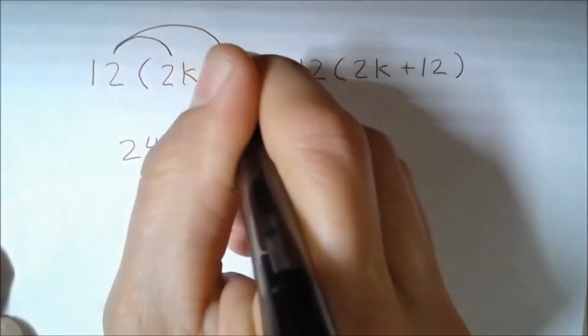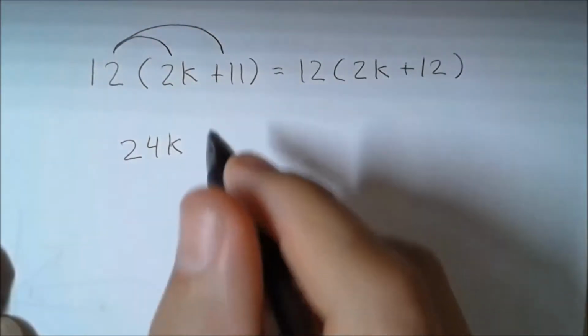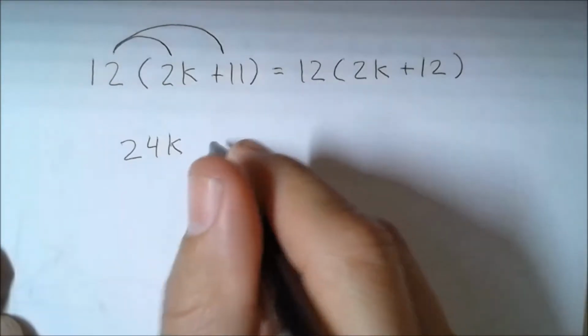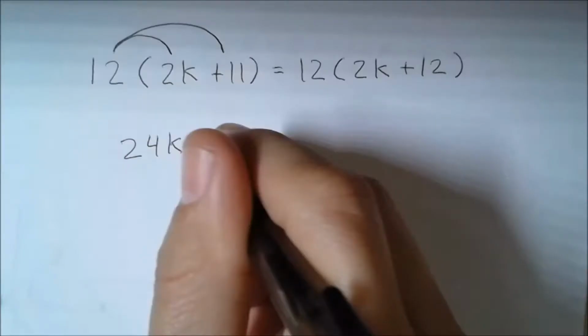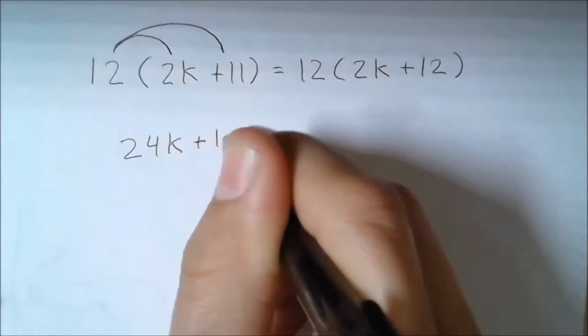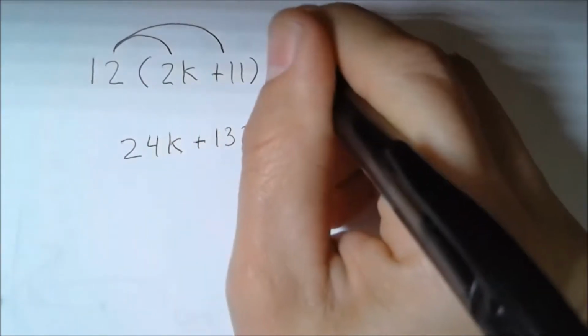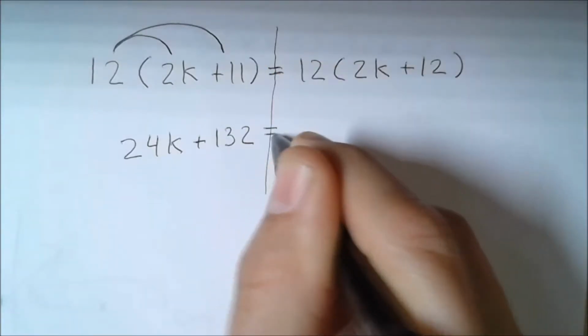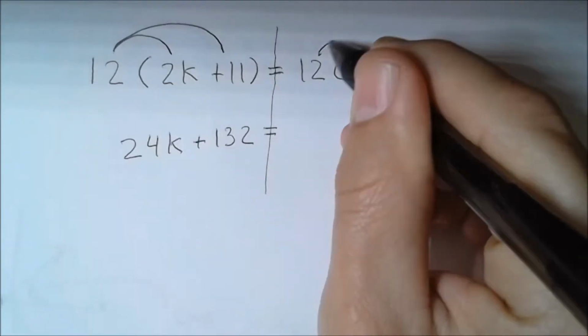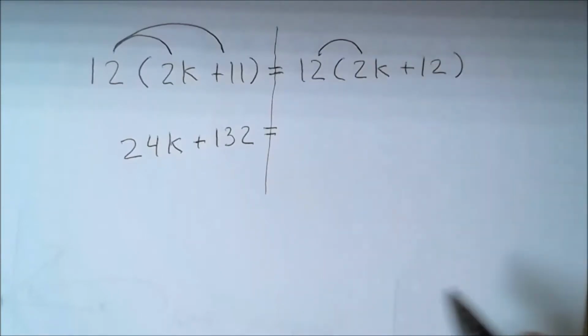I'm then going to distribute it to the 11, and that's going to give me 132. That's a positive value. I'm going to draw a line so I can keep this separated right here. So I'm going to set that equal, and now I'm going to go ahead and distribute this 12 as well.